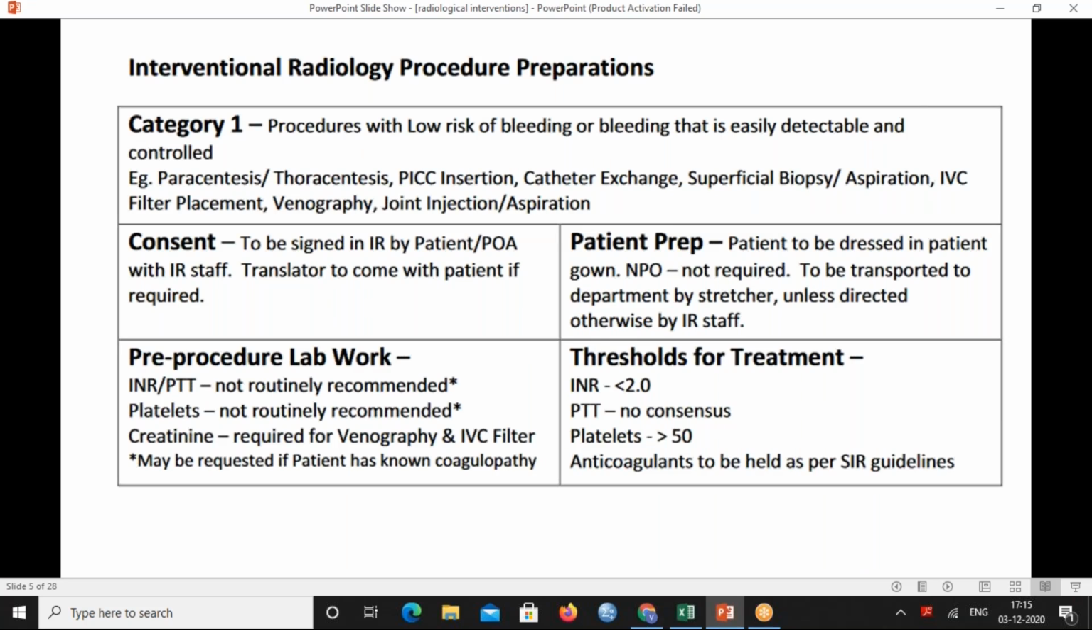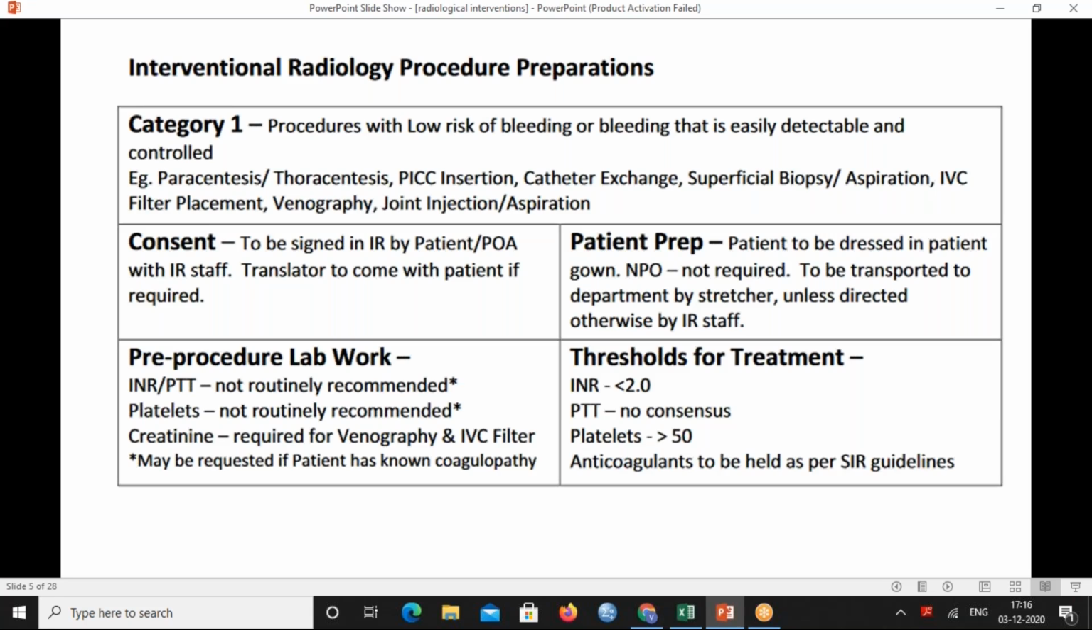The radiological procedures have been categorized according to the risk of bleeding. So there are 3 categories. Category 1 are the procedures with low risk of bleeding, or where the bleeding can be easily detected and controlled, like aspiration procedures such as paracentesis or thoracentesis, PICC line insertion, catheter exchange, superficial biopsy, IVC filter placement, venography, joint injection and aspiration.